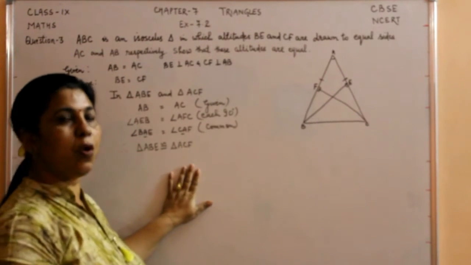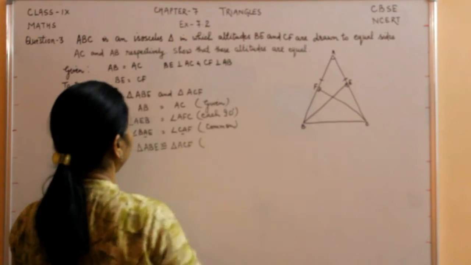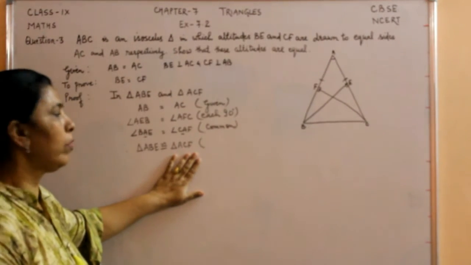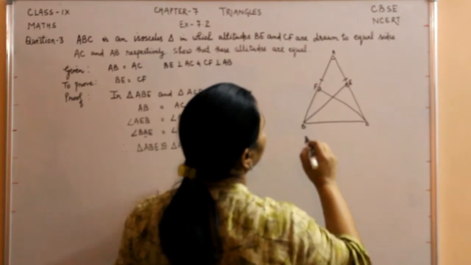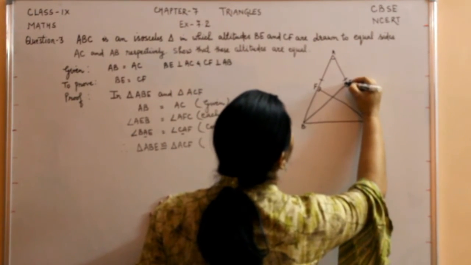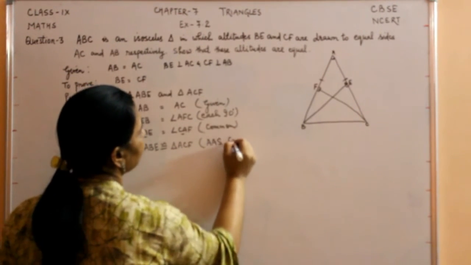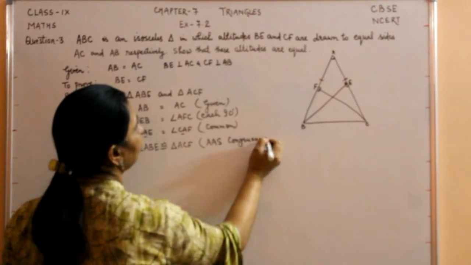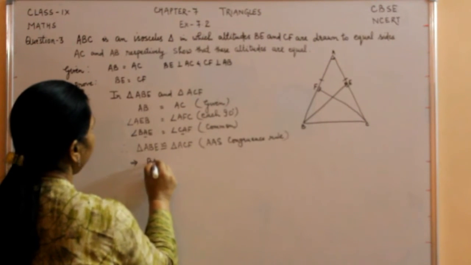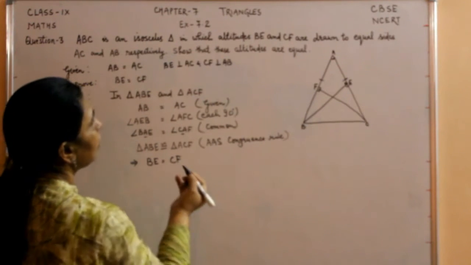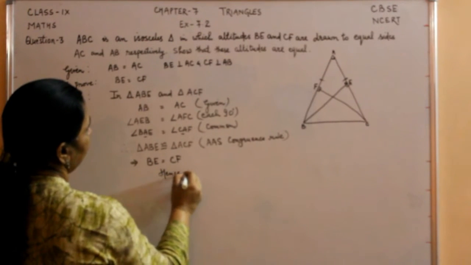And when these two triangles are congruent, all their corresponding parts will be equal. But first let us say which congruency rule we followed. This is angle, angle, and this side, so it is the AAS congruency rule. Now as these two triangles are congruent, this implies BE is equal to CF, and these are the altitudes of the triangle. Hence proved.